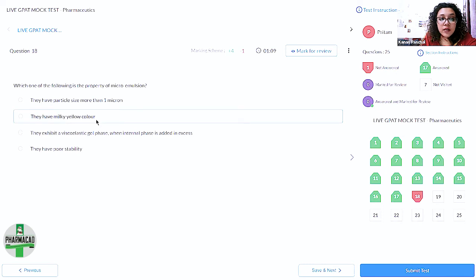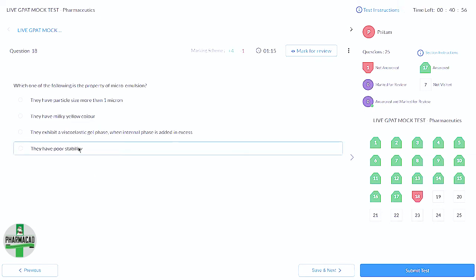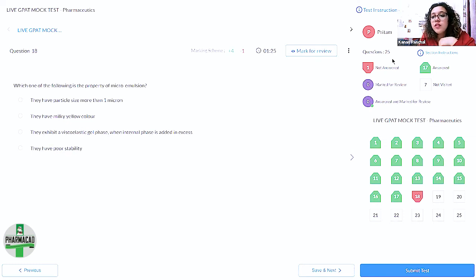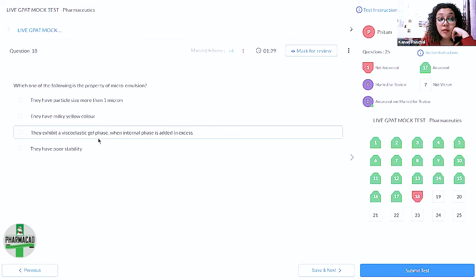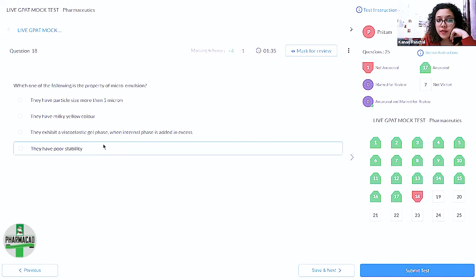They have milky yellow color. नहीं, they are transparent in color. Poor stability. You might say they are thermodynamically unstable, but then that is taken care of by use of surfactants and other stabilizers. Okay. But the fact that, okay, so all of this is not true.